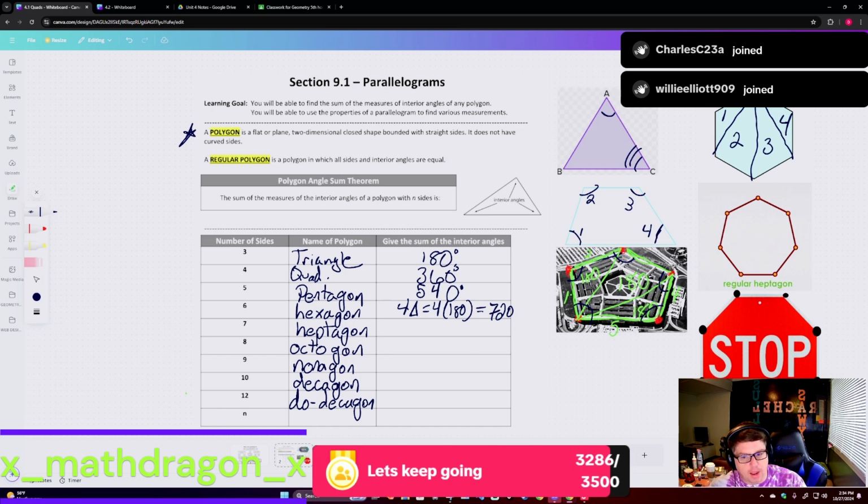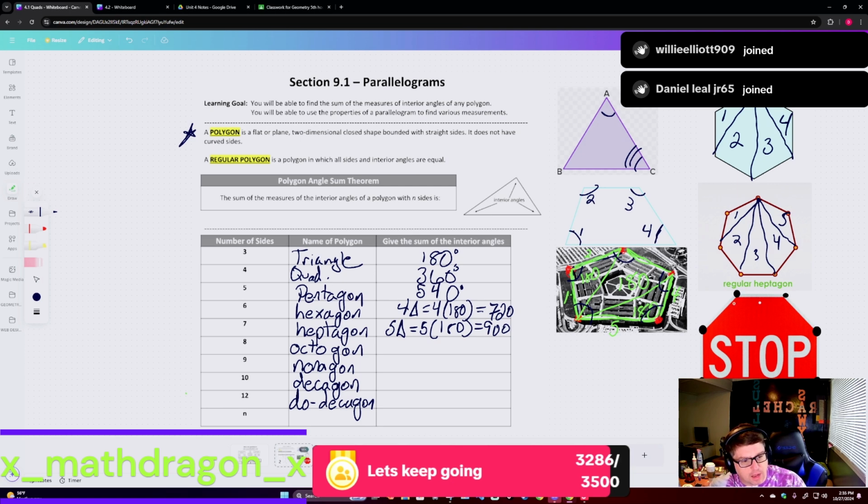And then a heptagon is a 7-sided figure. So 1, 2, 3, 4, 5 triangles. So 5 triangles is 5 times 180, which will be 900.